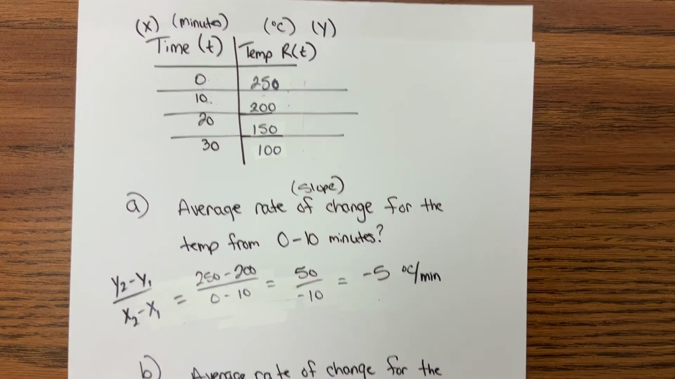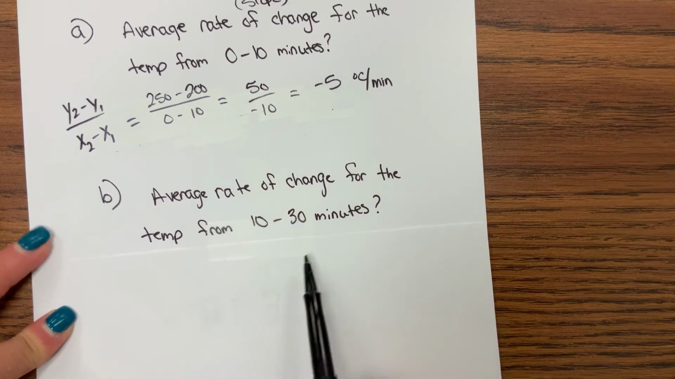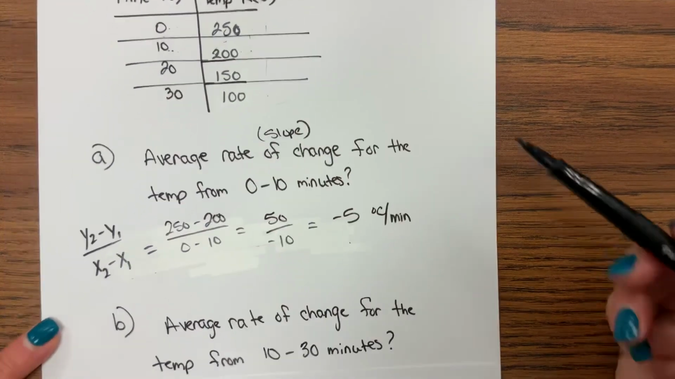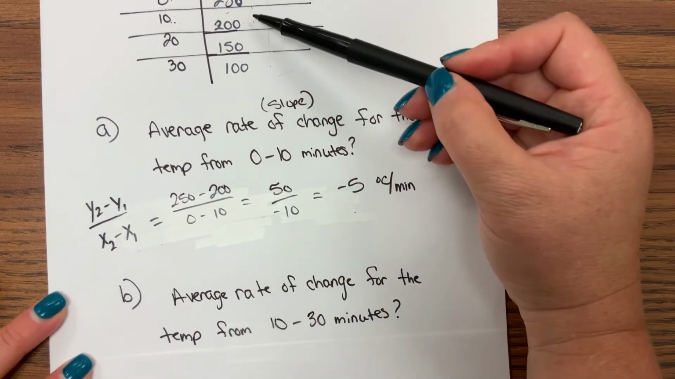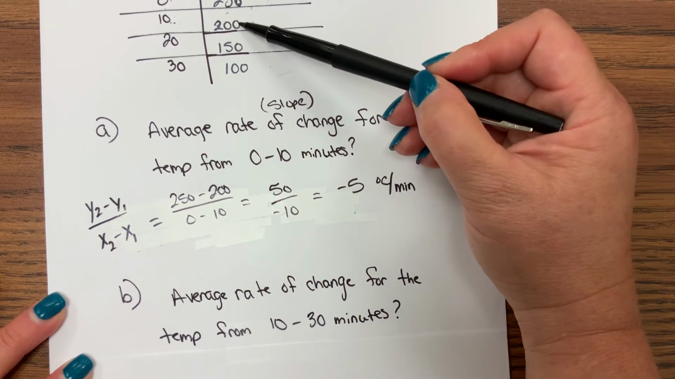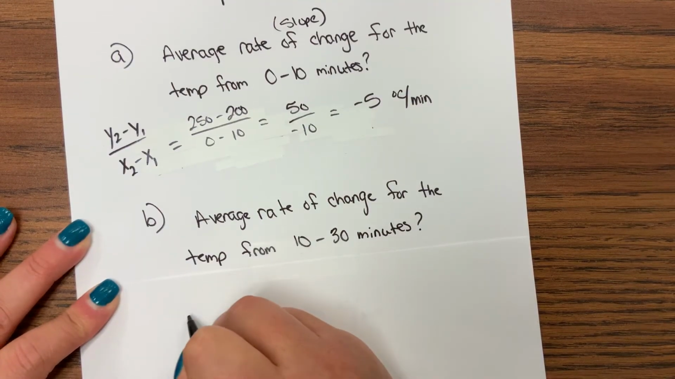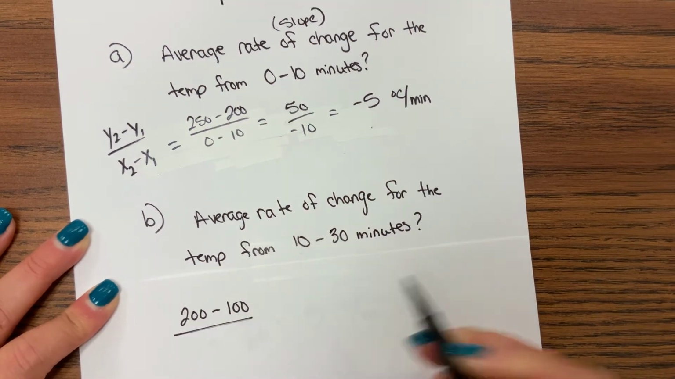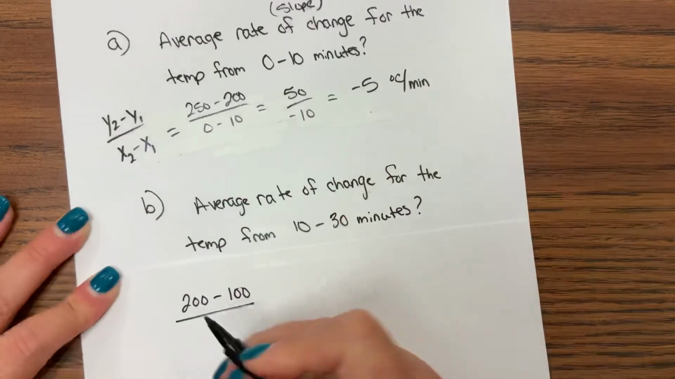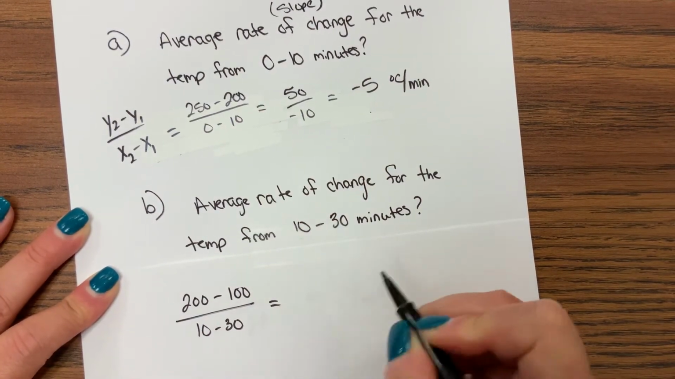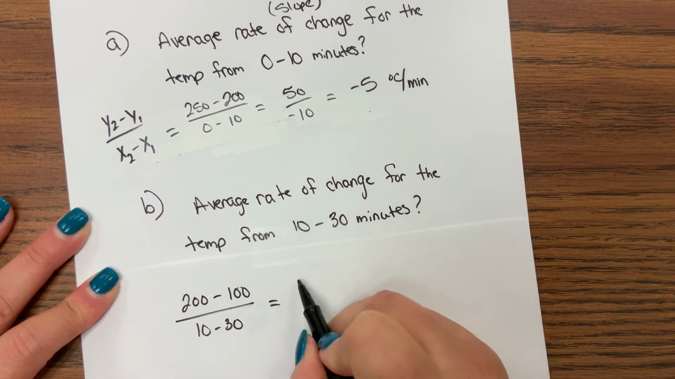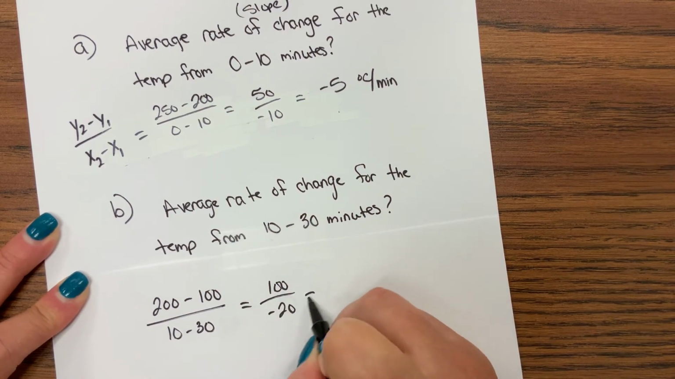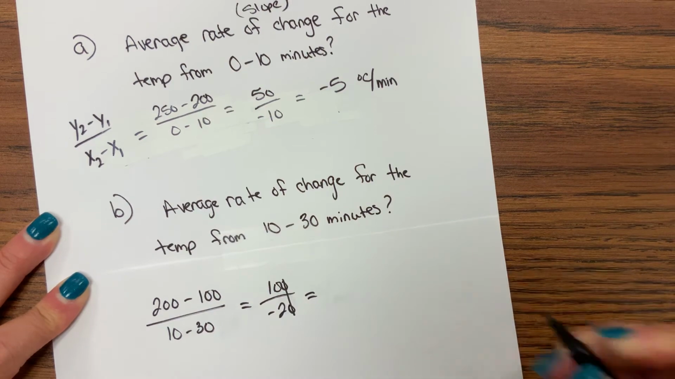The last one, they want us to do from 10 to 30. So what we're going to look at is we're going to see if our rate of change is going to be the same. So we'll go back to our table, and if we're going from 10 to 30, so we're going to do the 200 to the 100. So if we do our change in y's first over our change in x, so that's the 10 minutes to the 30 minutes. And then we do 200 minus 100 is 100. 10 minus 30 is negative 20. And then if I reduce that, zeros cancel, negative 5.